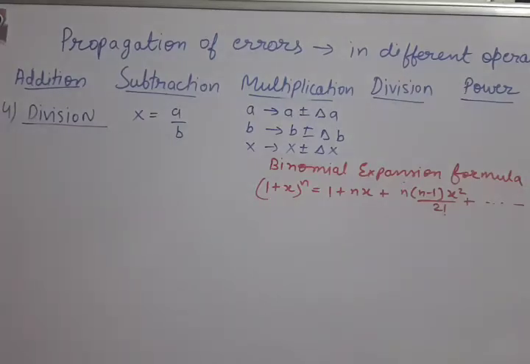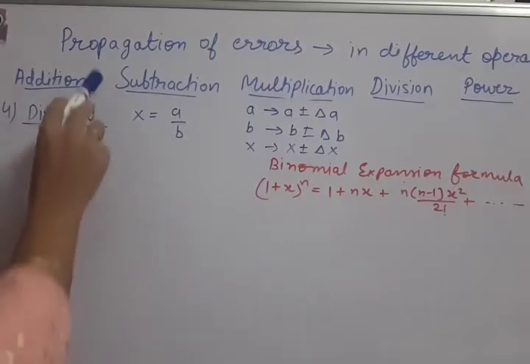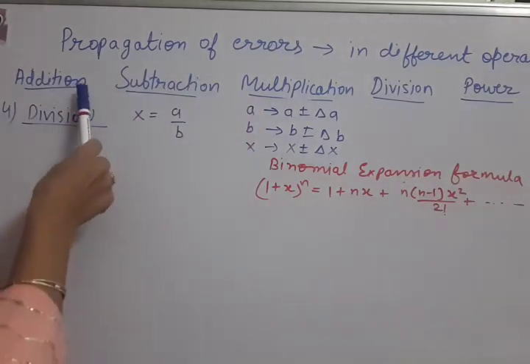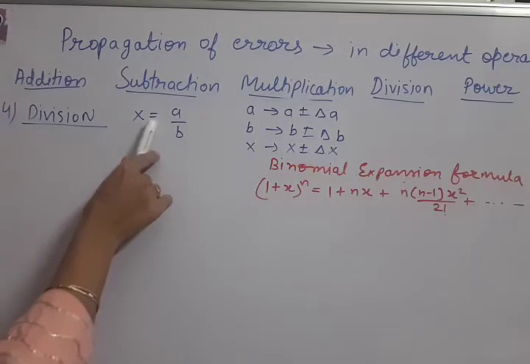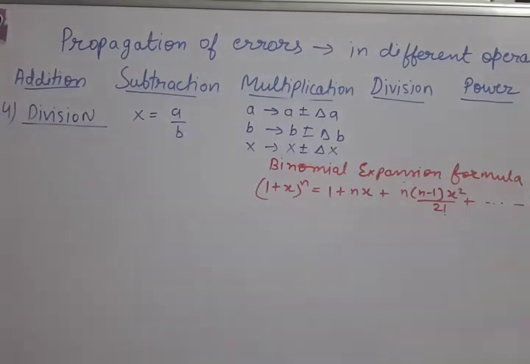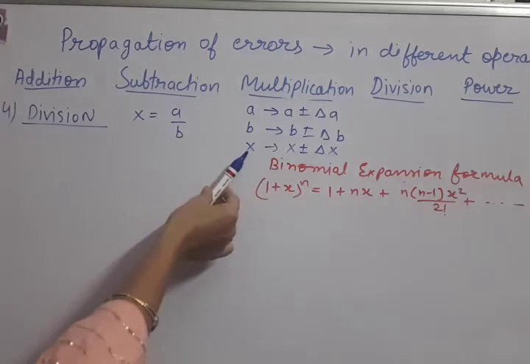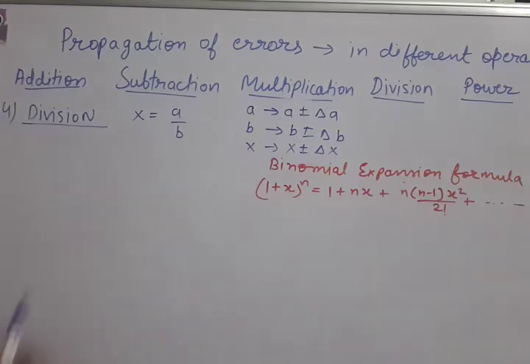Students, in this sheet we are going to understand the division operation under the heading propagation of errors. We have covered till now addition, subtraction and multiplication. Now division, that means x equal to a upon b is given, and since a and b are experimentally measured quantities, they may have errors. So our target is to find how much error will propagate in x quantity. This x is depending on a and b.